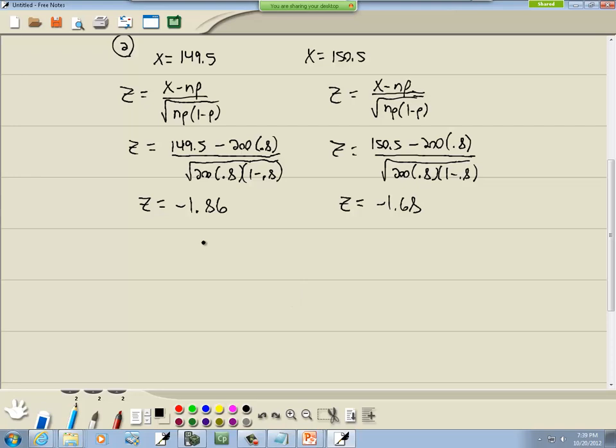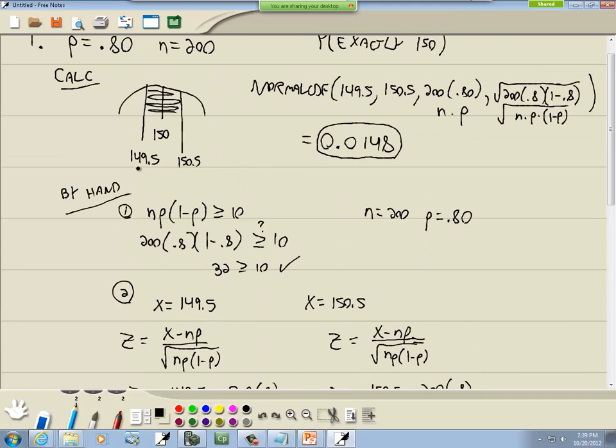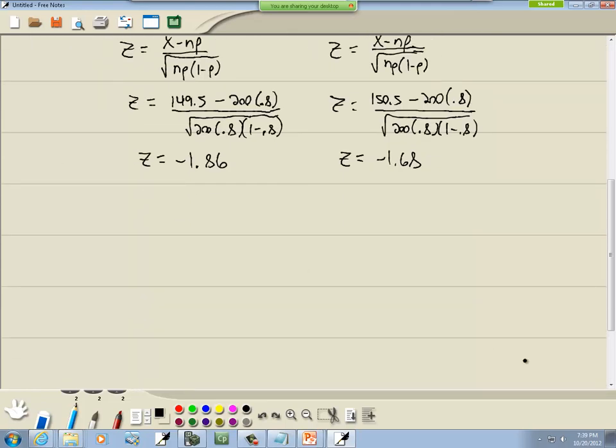Okay, so now what we've changed is our picture's changed slightly. It used to look like this, and this was in terms of x values. So now this is in terms of y values, or z values. So this will be negative 1.86, and this will be negative 1.68. And we're still finding what's in between.